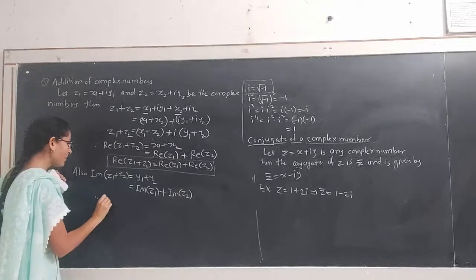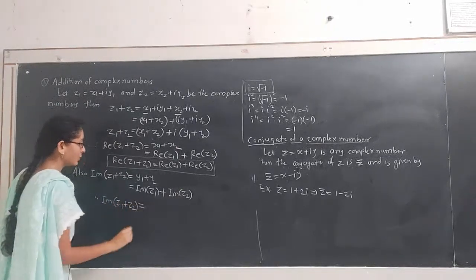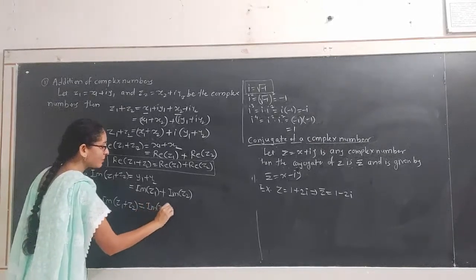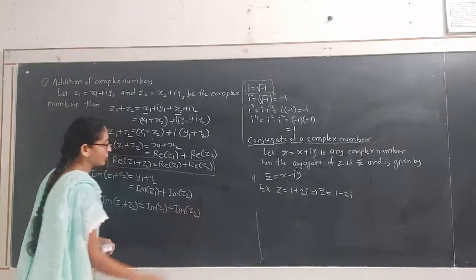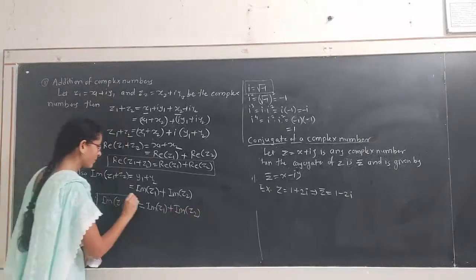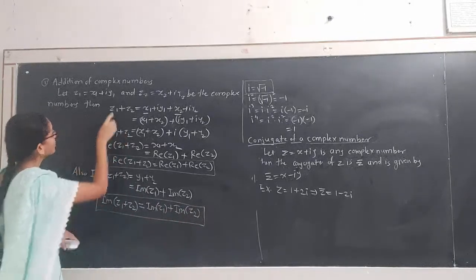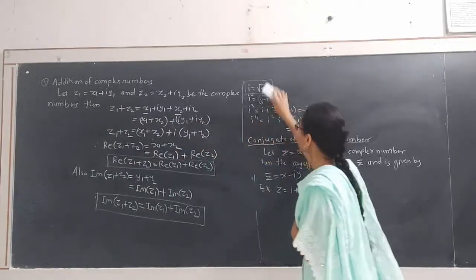Hence, the imaginary part of the addition of two complex numbers z1 and z2 is equal to the imaginary part of the first complex number z1 plus the imaginary part of the second complex number z2. If we subtract the complex numbers z1 and z2, the next operation is subtraction of complex numbers.